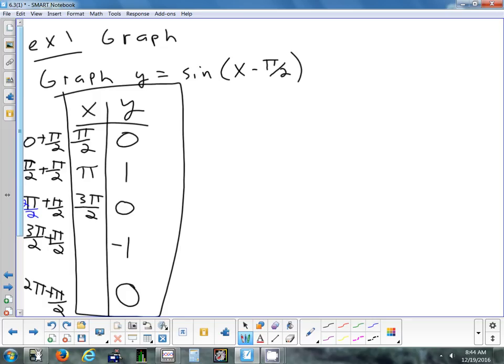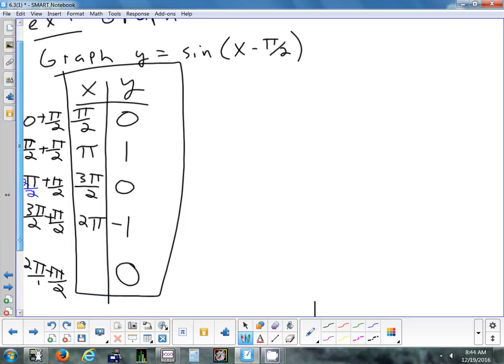Next one already has a common denominator. 3 pi over 2 plus 1 pi over 2 is 2 pi. And now you can do the same thing again here. Find the common denominator. Or you can look for the pattern.